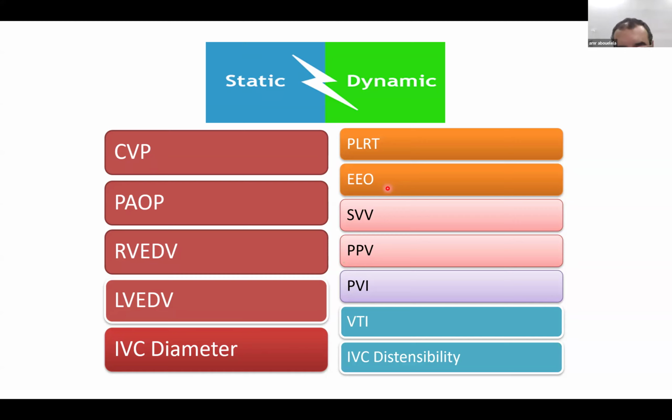The IVC diameter, we're talking about the IVC. You should understand here that the IVC diameter is one of the static parameters, while the IVC respiratory variation or distensibility is one of the dynamic parameters. What are the dynamic parameters? Passive leg raising test and expiratory occlusion, stroke volume variation, pulse pressure variation, plethysmographic variability index, the velocity time integral, the VTI by echo, and IVC distensibility. We'll discuss most of the dynamic fluid responsiveness measures after a while.